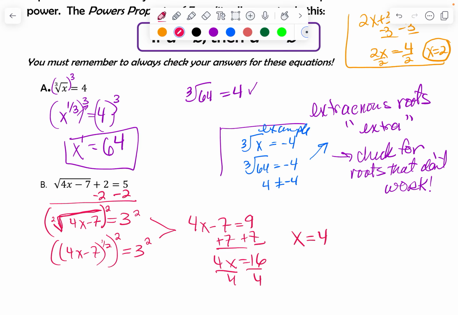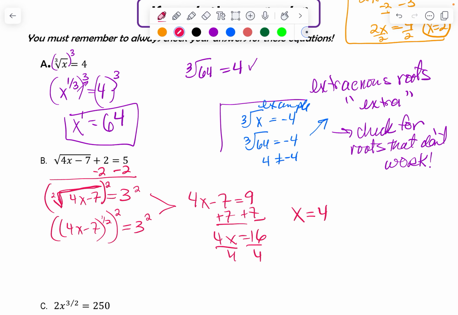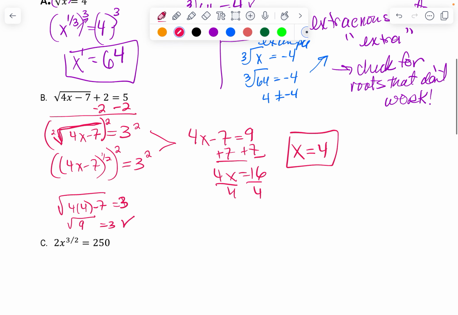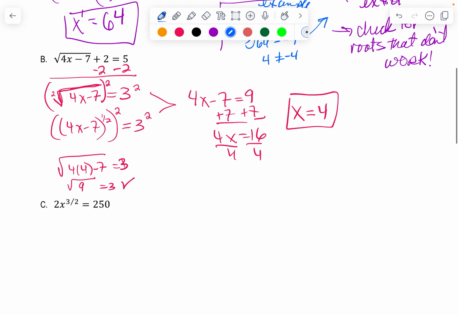But you should check that to make sure that it does turn out something nice. So square root of 4 times 4 minus 7. You can use the equal to 3. You don't have to put it in the 2 and then the 5 part. So I get square root of 16 minus 7 is 9. And the square root of 9 does equal 3. So that's a good one. Okay. All right, next one.